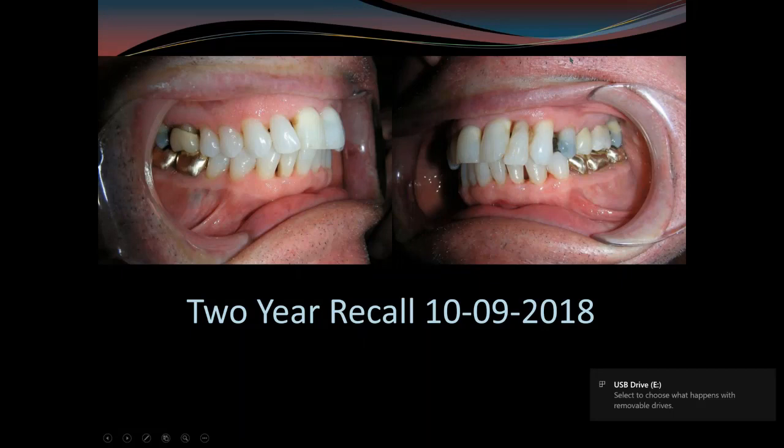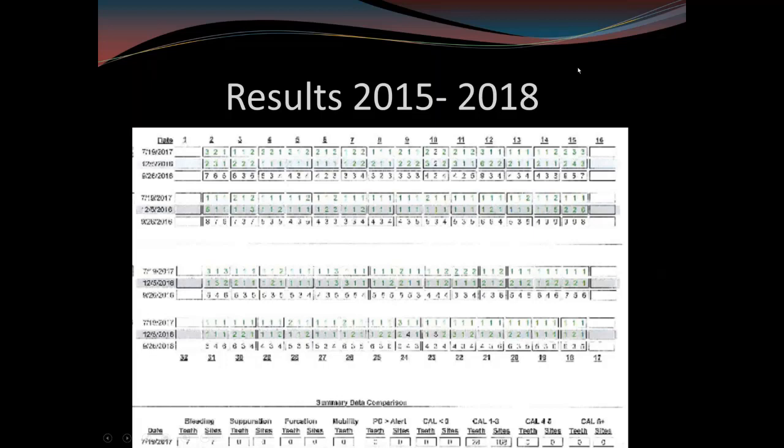Here he is at 2 years. All the pocket probing depths have gone down. You can see the results from 2015 to 2018. He's gone from 6, 7, 8, 9, 10 millimeter pockets to the deepest pocket he has being 4 millimeters.